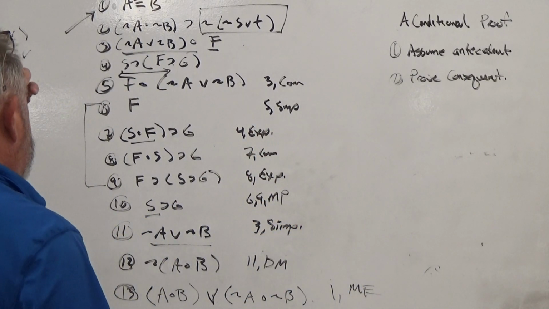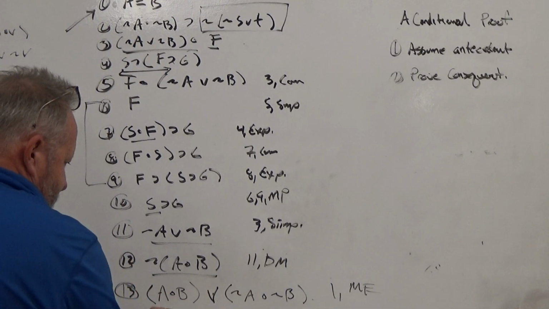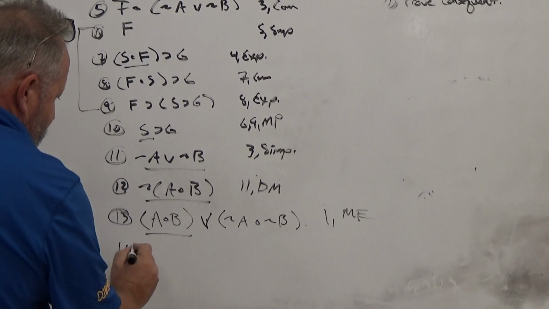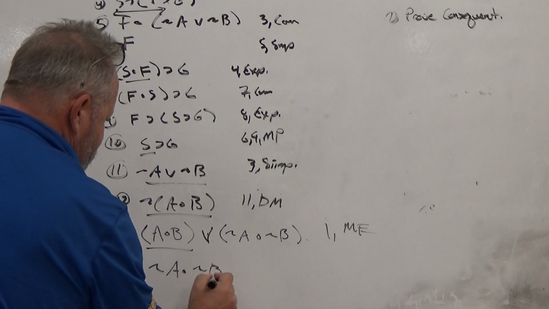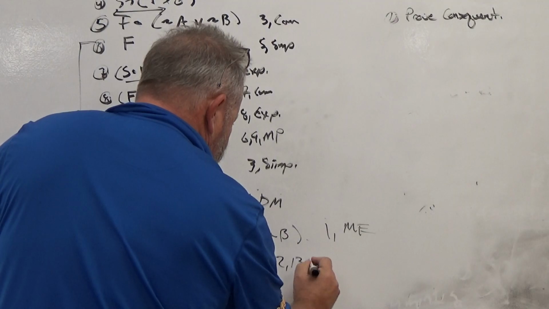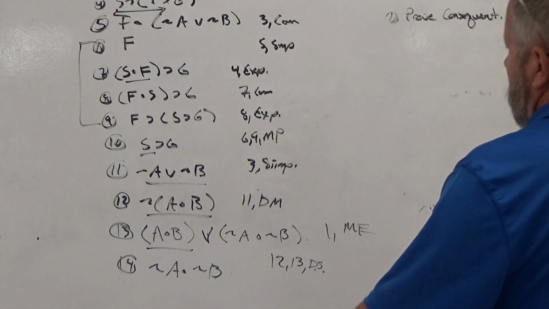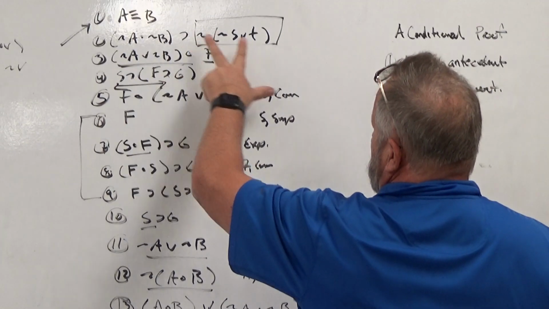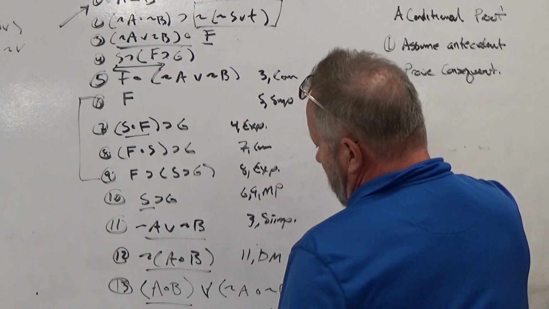Okay, now why was this helpful? Look at this. This is the opposite of this one, so I can get that by disjunctive syllogism. So I get not A and not B from 12 and 13, disjunctive syllogism. Okay, and why was that important? Because this is what lets me get to the not S or T by modus tollens.